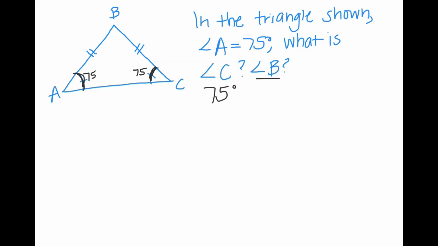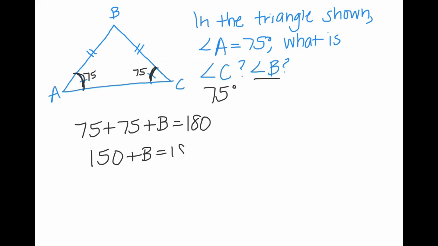But it's also asking us for B. So the way we find B is we add them up. And we know that they add up to equal 180. So 150 plus B. This shows me that B is equal to... oh, sorry, not 130, 30 degrees. Because I subtract 150 and I get 30. Okay? Easy peasy, right?